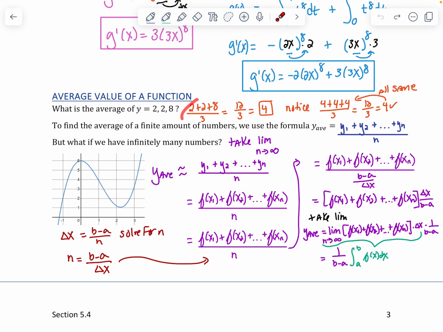Well, if these had been, instead of a 2, it was a 4. Instead of another 2, it was a 4. Instead of an 8, it was a 4. If we took the average of these numbers, we still get 4 out. So you can almost think of it as standardizing all of the values.